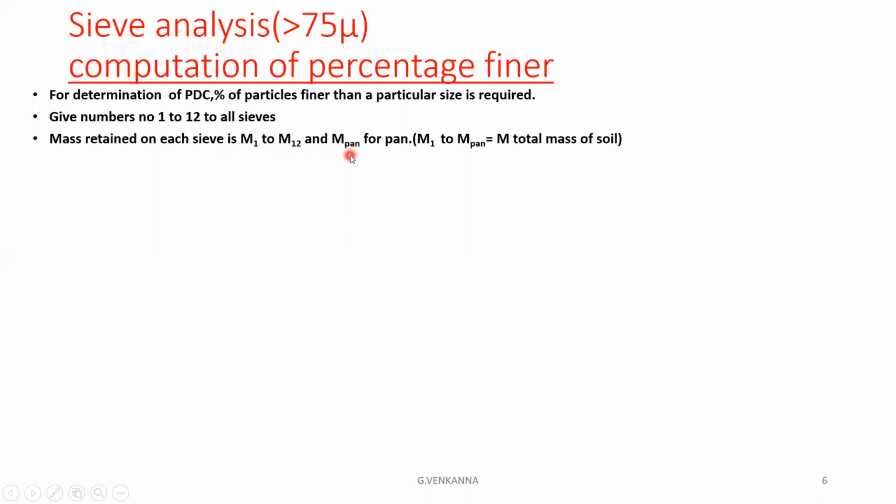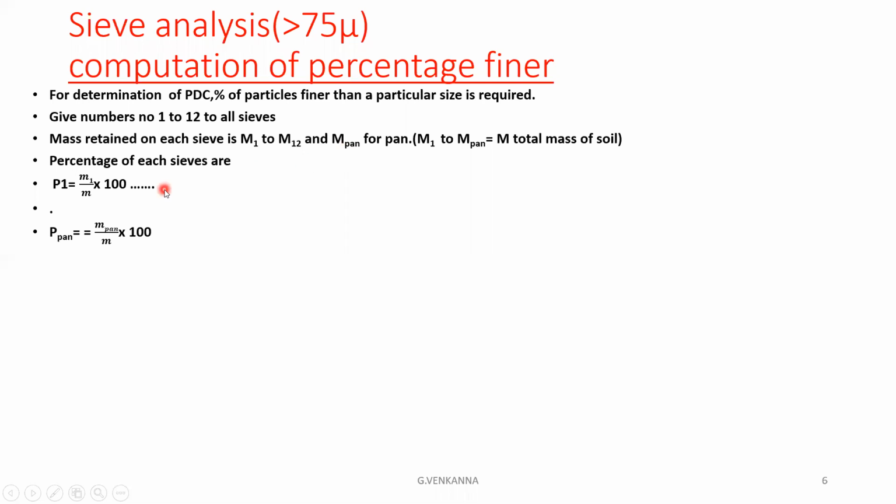And lastly, the soil passing through the 75 micron sieve is collected at the bottom in the pan. We also have to measure this weight, and we can designate it as pan, or maybe take it as number 13. So the mass collected in the pan is noted as m pan.